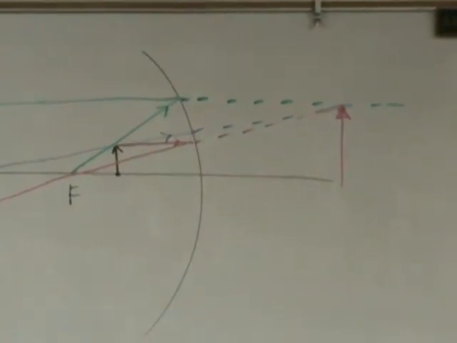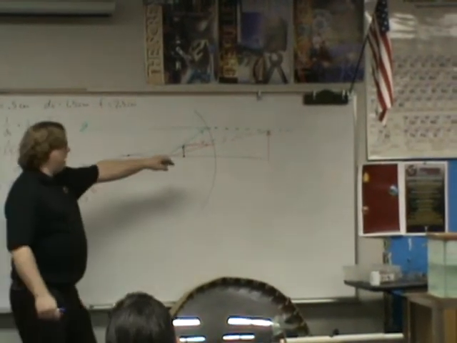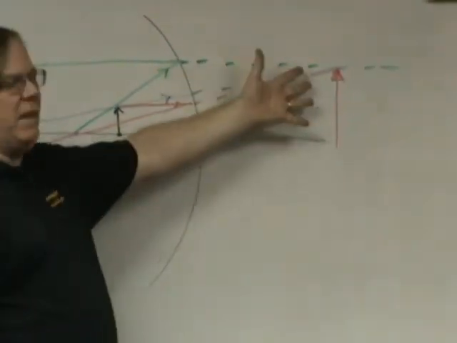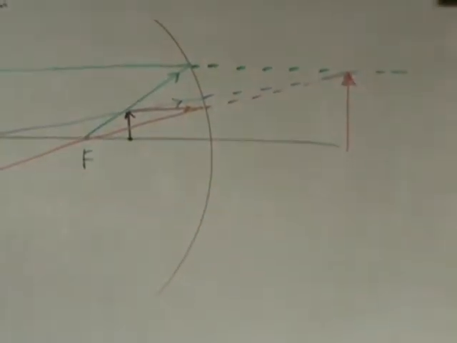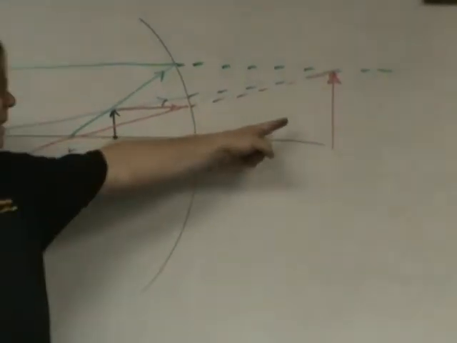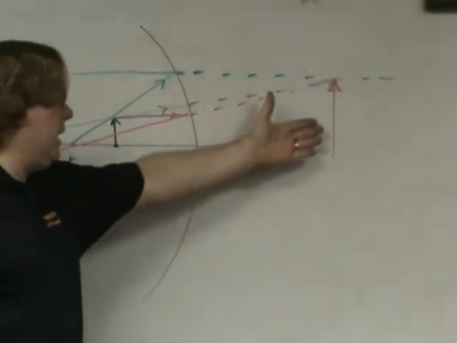What kind of image do I have there? Virtual. Those aren't real light rays coming together to make that image. I'm just working backwards. That's where I think the image is coming from, but real light rays aren't coming together to make that image. Also, please note, is this image inverted or upright? Upright. And of course, you see it's enlarged.